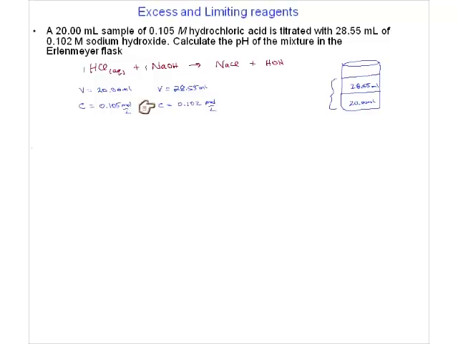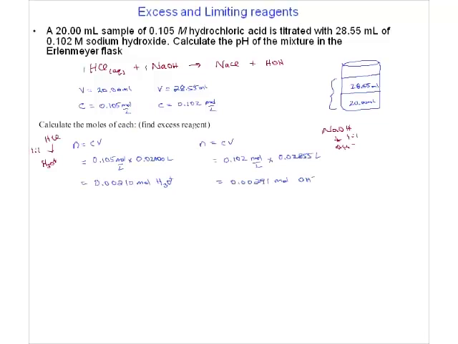Because we could do n = CV for both of these to get the number of moles, and that's what we have to do. So the very first thing we're going to do is calculate the moles of each one of these. In the case of hydrochloric acid, it's a strong acid, so it's 100% H3O+. So the number of moles of H3O+, n = C times V, is going to be 0.00210 moles of H3O+.